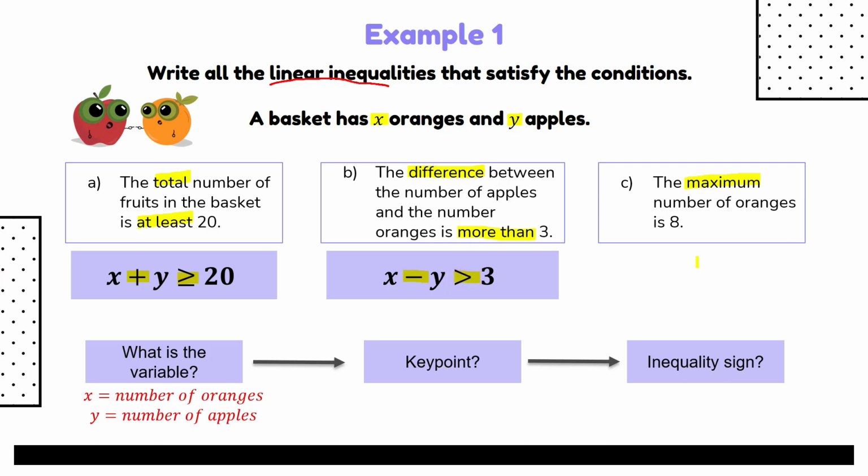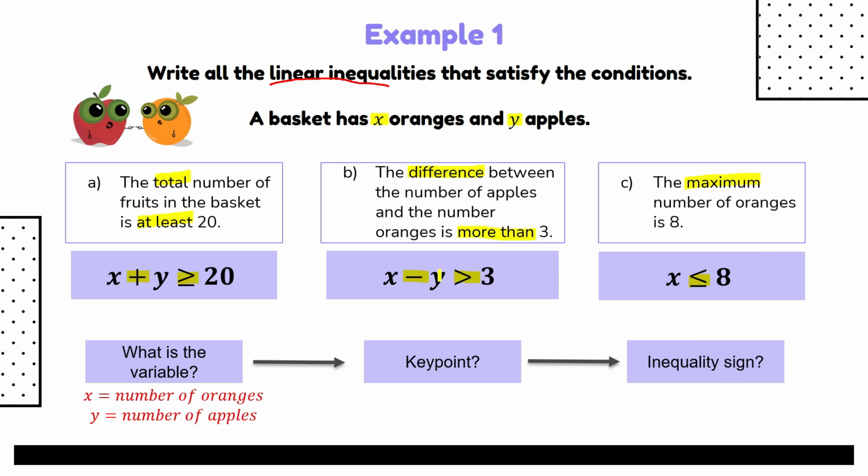And then the third condition, the maximum number of orange is 8. Maximum. What is the linear inequality sign that represents maximum? It is lower than or equal, because maximum means paling besar. It cannot be bigger than that. It's already the maximum limit, so it must be lower than or equal. So the linear inequality that represents the third condition is X lower than or equal to 8. This symbol, lower than or equal, represents the maximum key point.